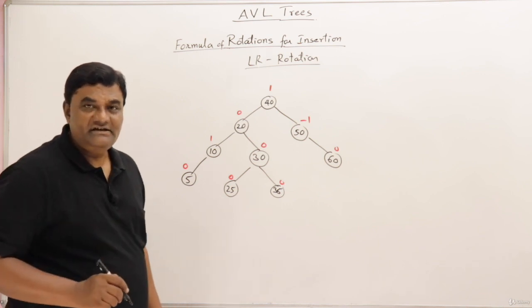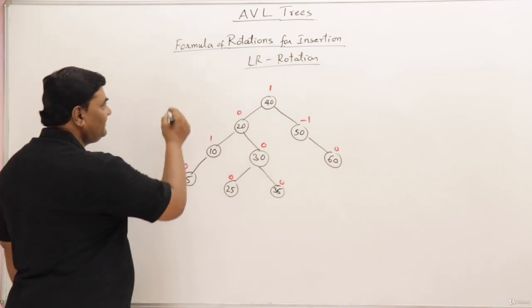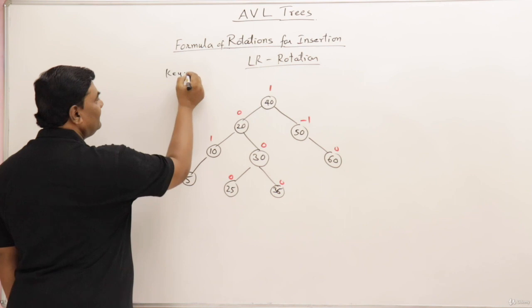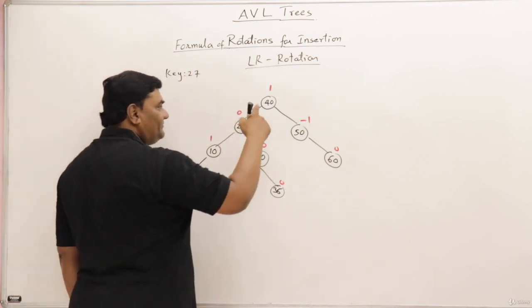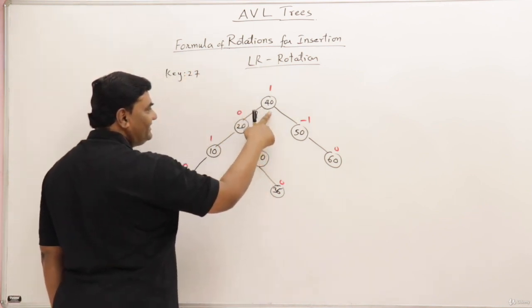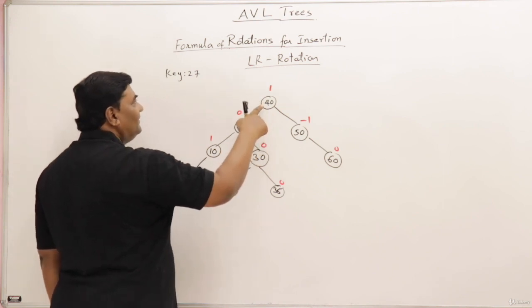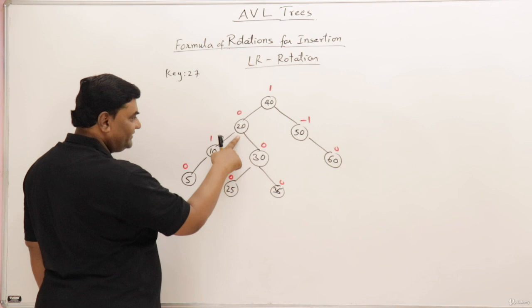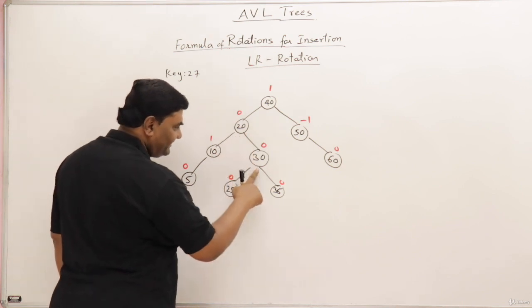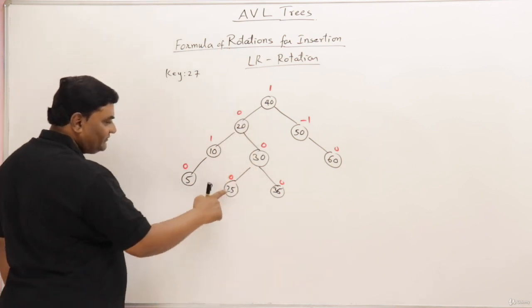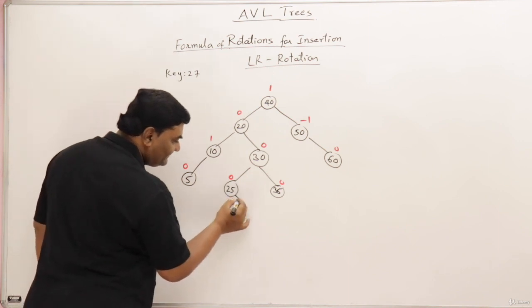Now let us insert a key 27. Start from here, search for a location for 27, right? Search for 27. If not found, insert it. 27 is smaller, move this side. 27 is greater, move this side. 27 is smaller, move this side. 27 is greater, it's not there, so insert.